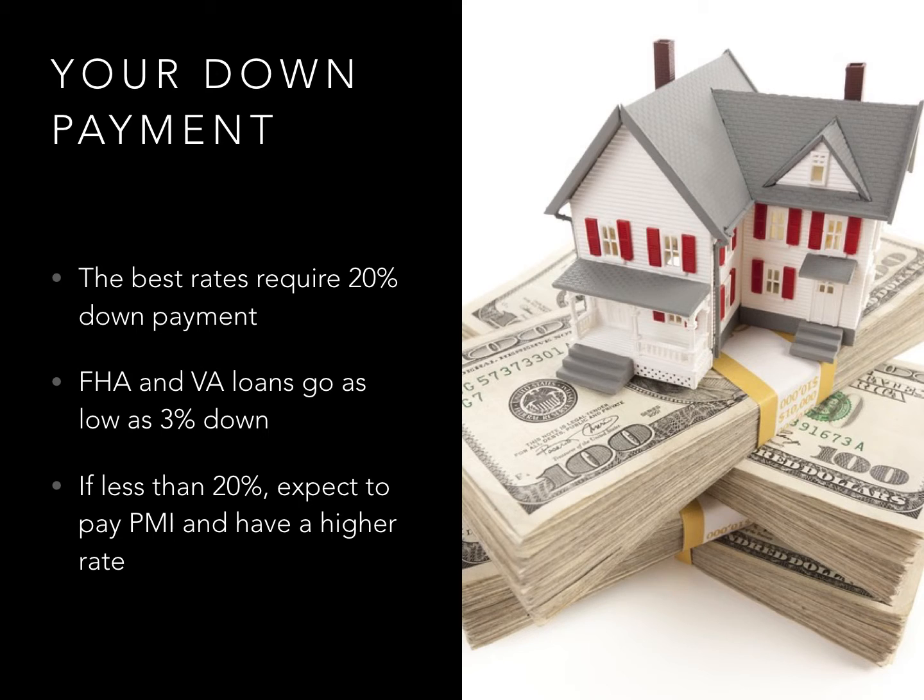Finally, the last factor is your down payment. If you want to get the best interest rate, you need to have a 20% down payment. VA loans and FHA loans go as low as a 3% down payment. But if you don't have one of those loans and you're looking for a mortgage, if you have less than 20% down, you're going to have to pay private mortgage insurance, PMI, and you're probably going to have a higher interest rate. So save up as well. It's not just about having great credit, but you want to put more down for that house.